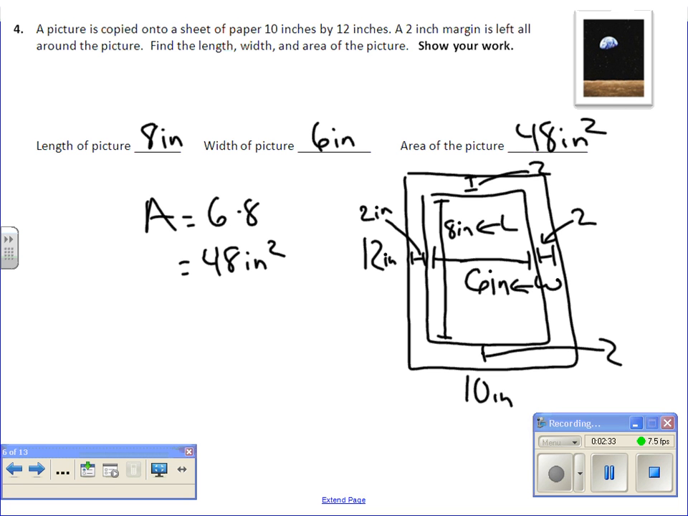Alright, so all we're doing is taking away the 2-inch margin all the way around. So taking away 2 inches from the top, 2 inches from the bottom, you're left with 6 inches. Take away 2 inches from each side, you're left with 8 inches. That's how big the picture is. Multiply those two lengths together and you have your area.